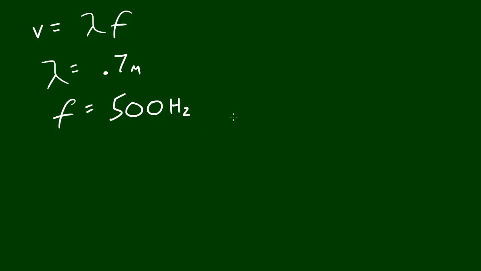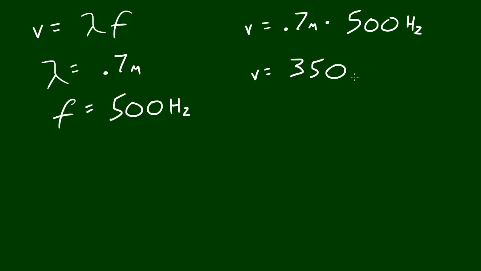So now, if we wanted to calculate the velocity, what would we do? Well, velocity is equal to the wavelength, which is 0.7 meters, multiplied by 500 hertz. And remember, you don't have to write meters or seconds because that's what hertz means. So now, when we multiply those two figures together, we get 350 meters per second.